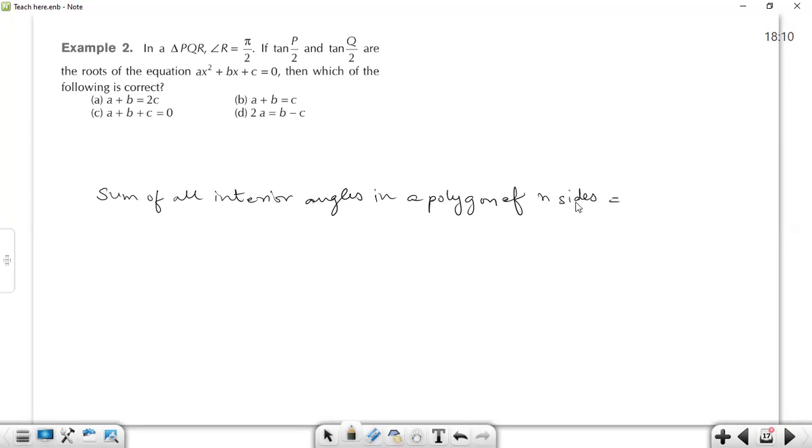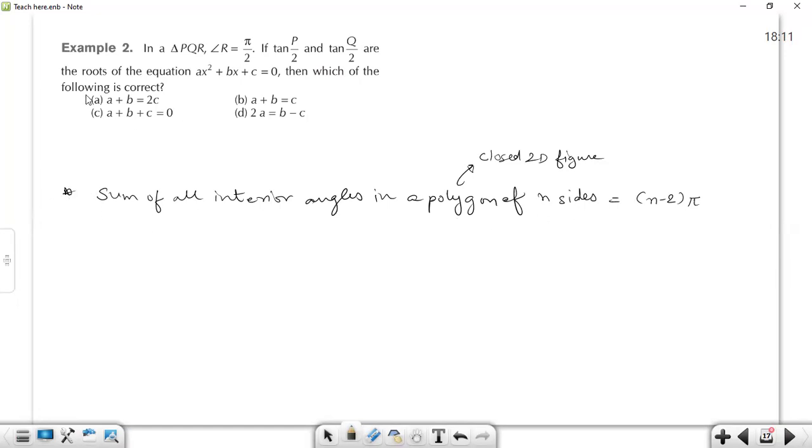Do you know about this formula? No, sir. Polygon, I don't know, sir. What is a polygon? Which is a closed figure. Okay, so you can remember this.